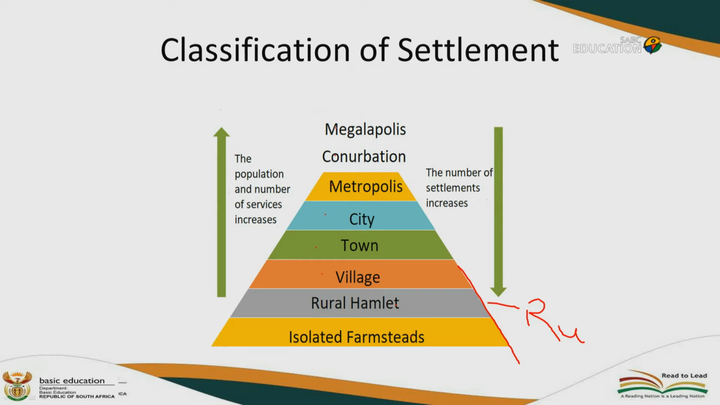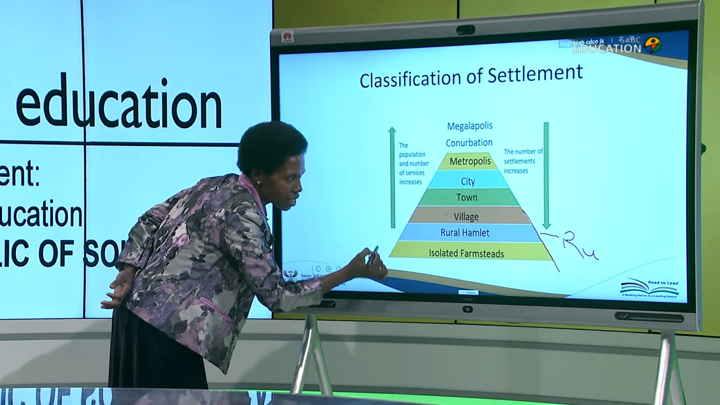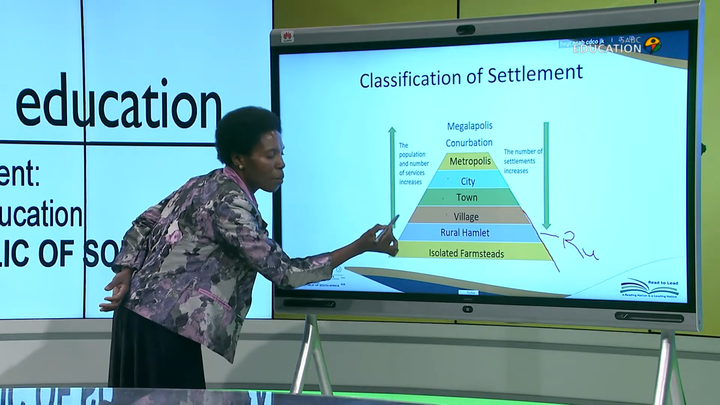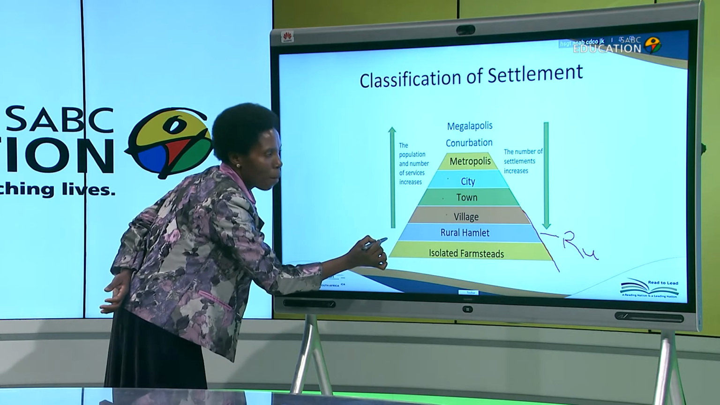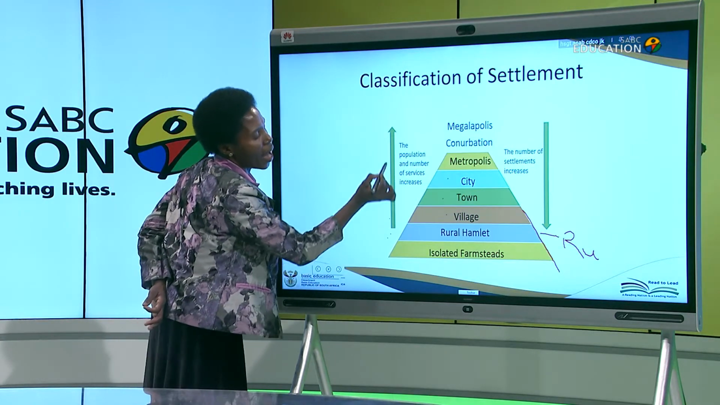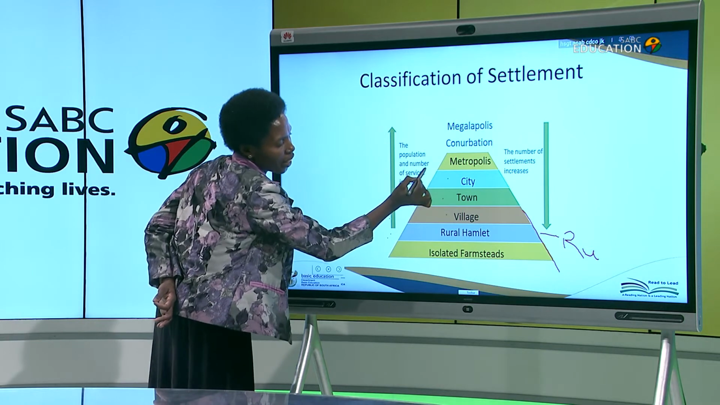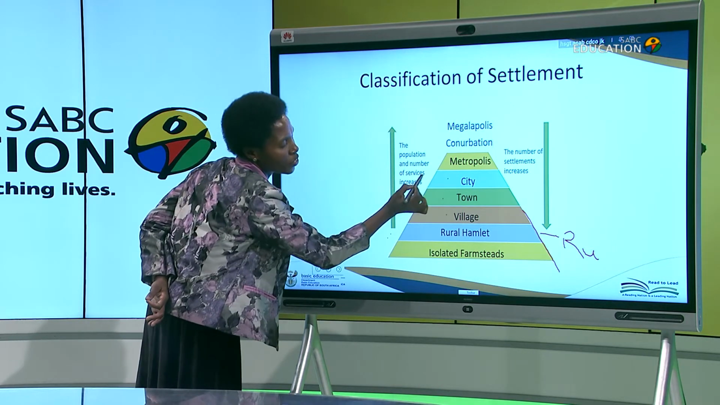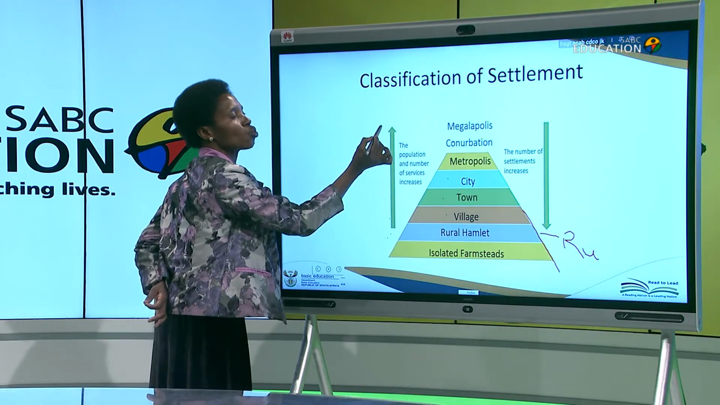Okay, let us look at the two arrows that we have in this pyramid here. We have the arrow on the right-hand side, this side. This arrow is showing us the population number and the number of services that increases. What does it tell us? It tells us that when you are at the bottom of the pyramid, you have fewer services taking place, and the number of people here is few. But the minute you go higher up, the population increases, and the number of services or functions increases when you go up.